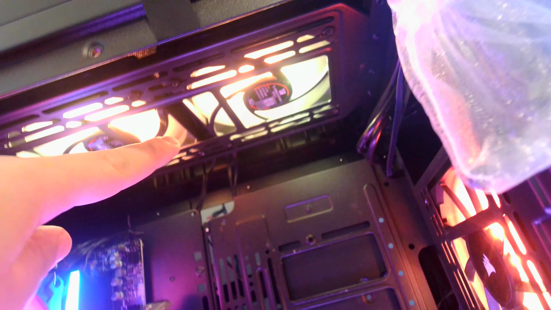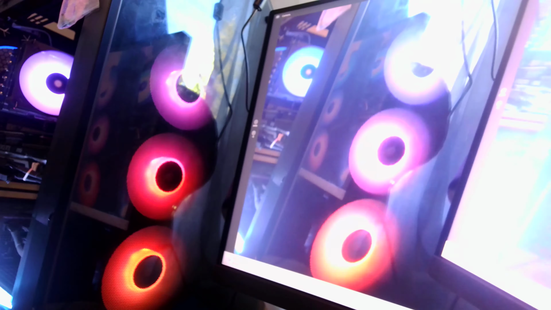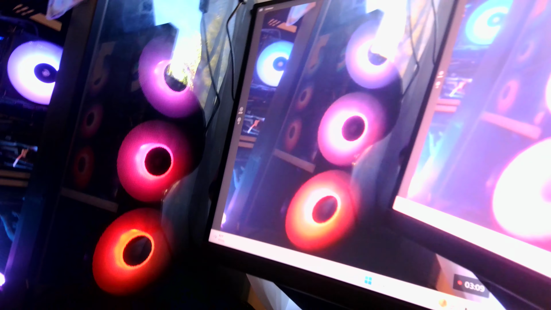This guy's a second fan right here, but this is actually from Thermaltake. And then this is exhaust. These two are the Thermaltake fans, and they're both intake, meaning the air goes from the top all the way to the bottom. And then here are the front fans. These are also intakes.